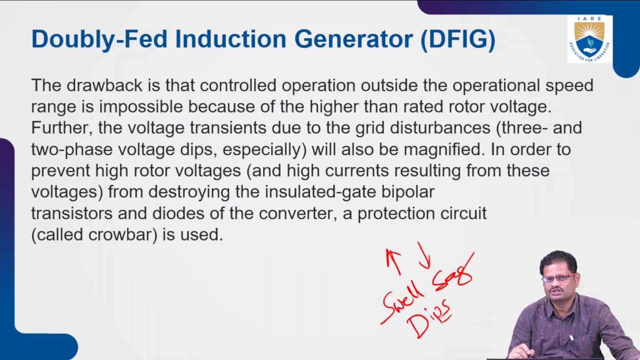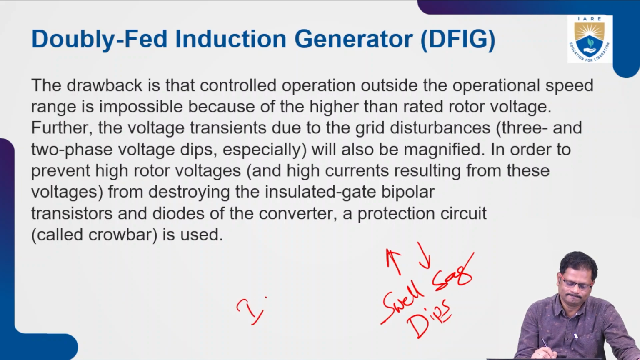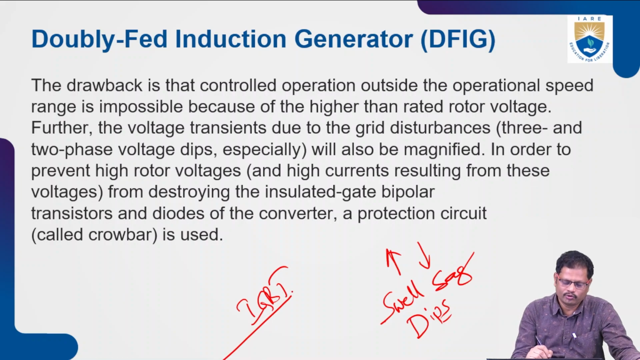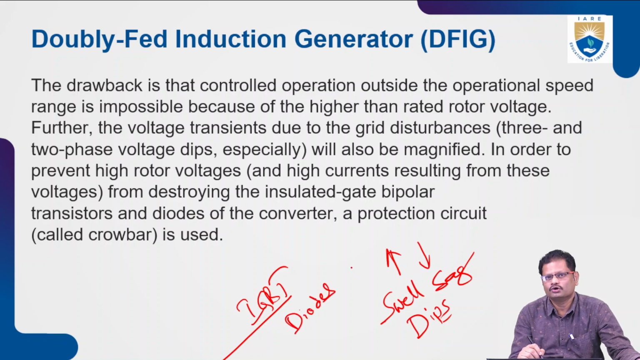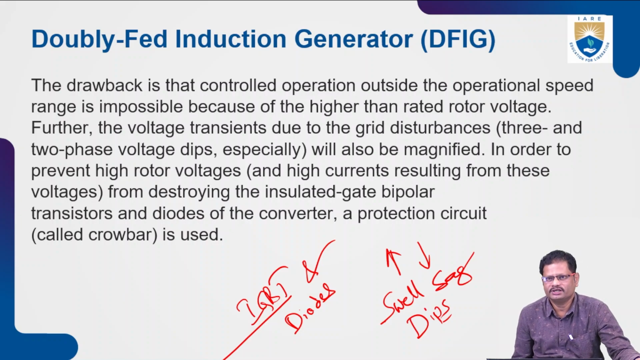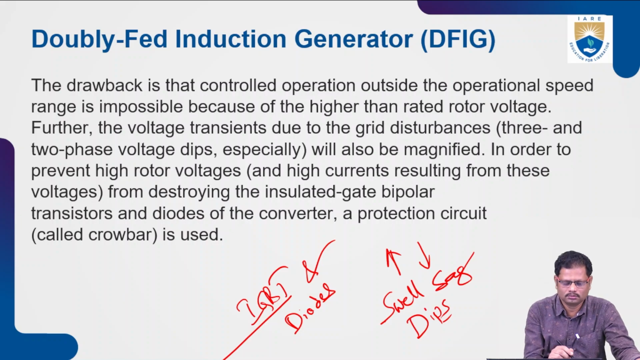So in order to prevent these high rotor voltages and high currents from destroying the insulated gate bipolar transistors in converters, and also the diodes of the converter, protection is required. Here in this DFIG, a protection circuit called crowbar is used.